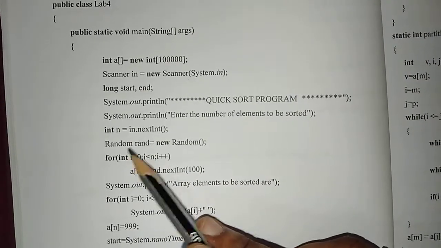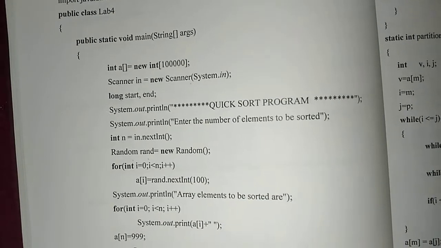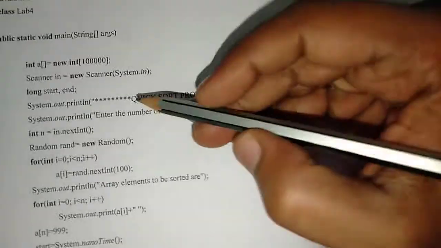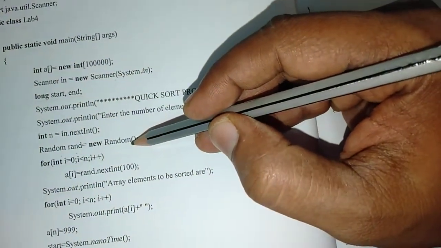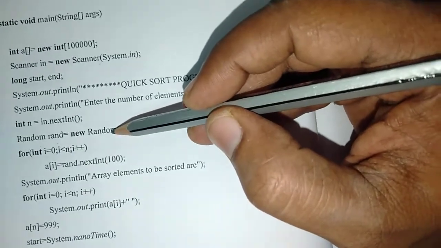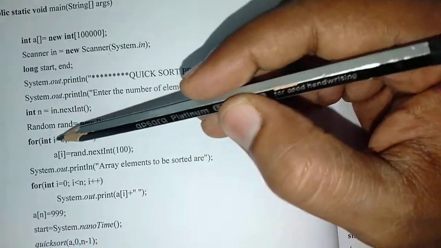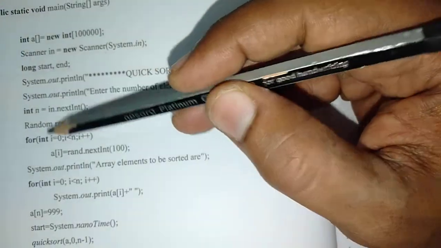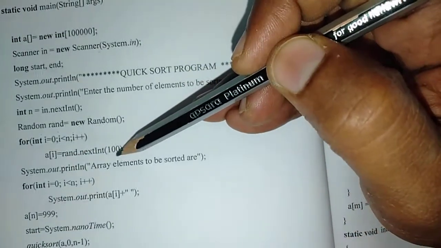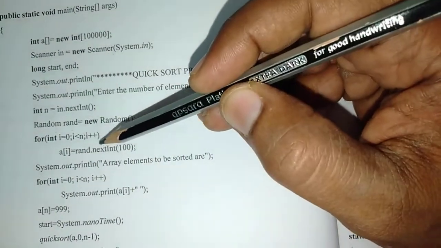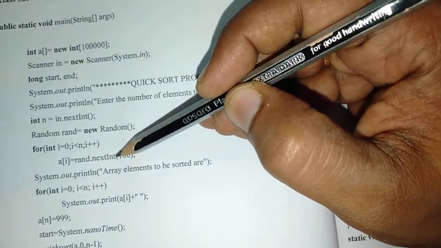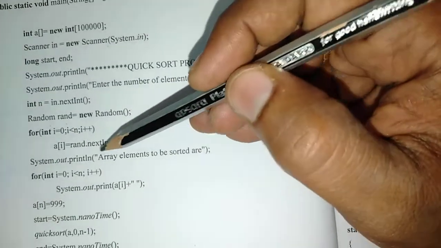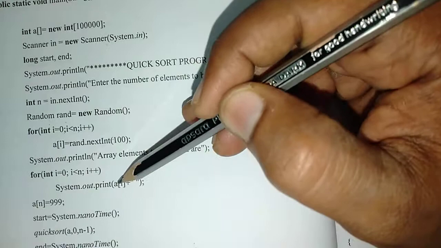Then rand is equal to new Random. I am initializing the class Random, which is used to generate random numbers. See here, for int i is equal to 0, i less than n, i plus plus: for the number of elements n, I am generating n random numbers. And rand.nextInt will always generate one random number between 0 and 100. Next, these are the array elements to be sorted.